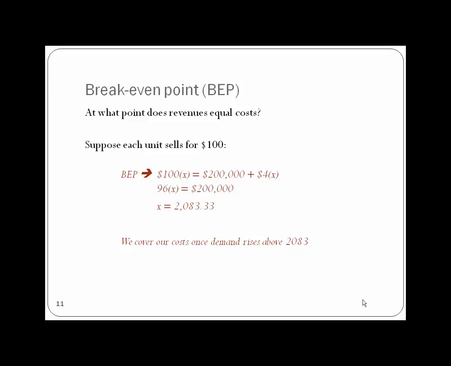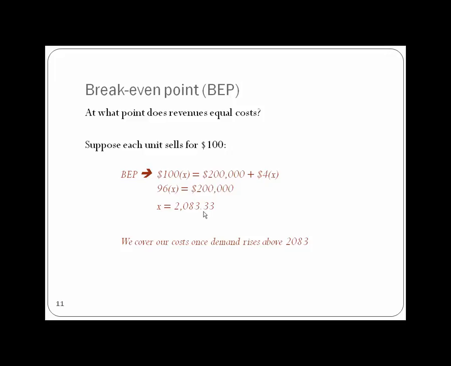Suppose, for instance, we've got an operating environment where we have a fixed cost of $200,000. We've got a variable cost of $4 per unit. It's that fictional assembly line we were talking about earlier, but now we know we can sell each unit for $100. So at what point does the revenue we generate cover the cost? Doing some basic algebra, it turns out to be 2,083.33. The way we interpret that is, we have to sell at least 2,083 units just to cover our cost. After that, we start making money.